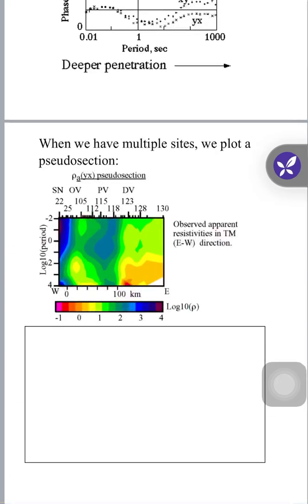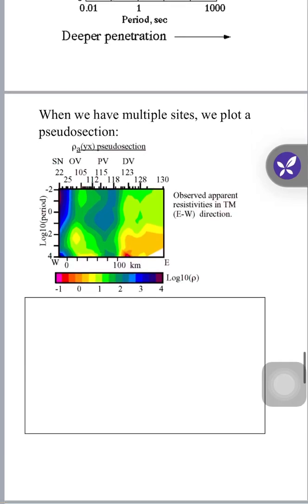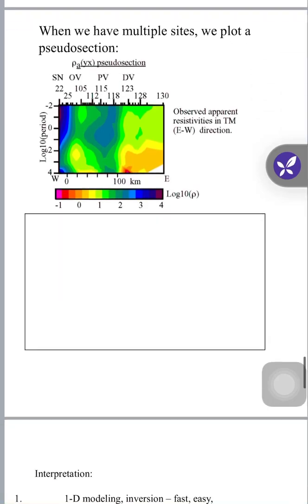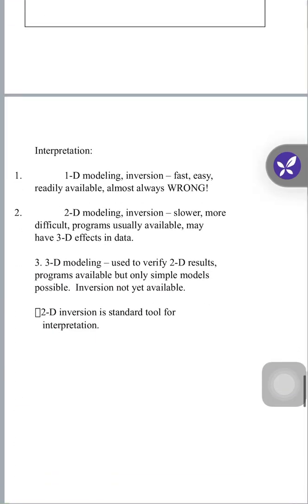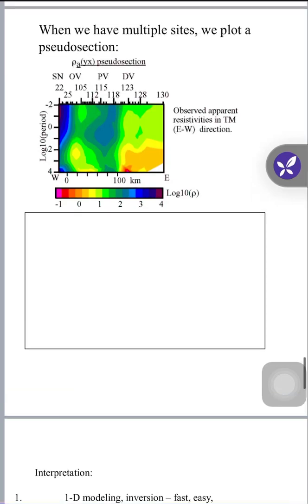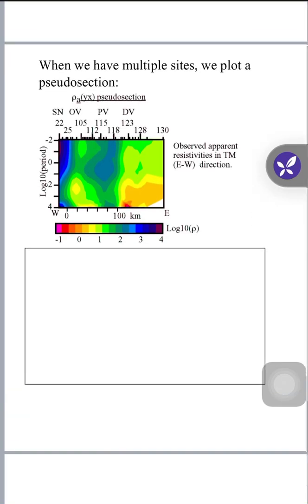This is a pseudo section for a lateral distance of 100 kilometers. For multiple sites, we often plot a pseudo section. The TM mode means E waves or transverse magnetic waves, and the TE mode means H waves or transverse electric waves.